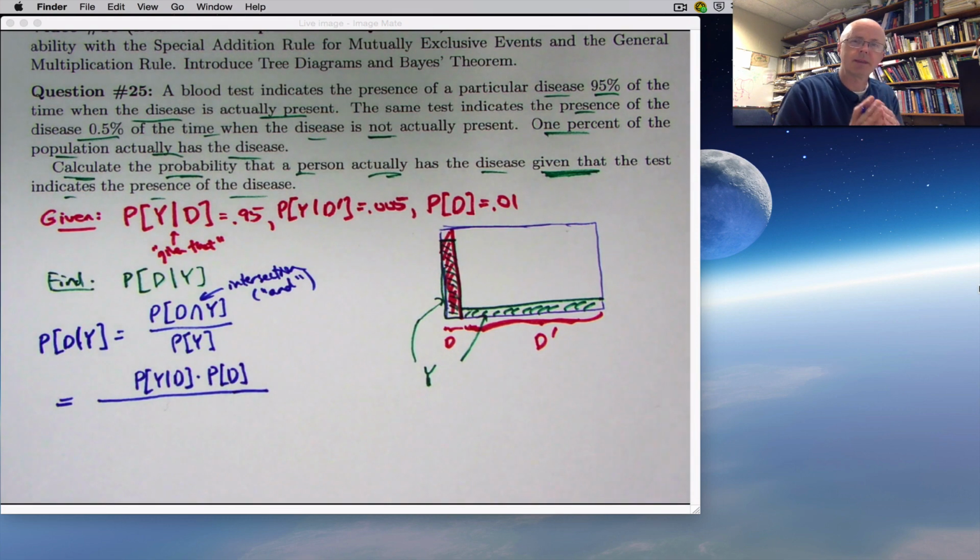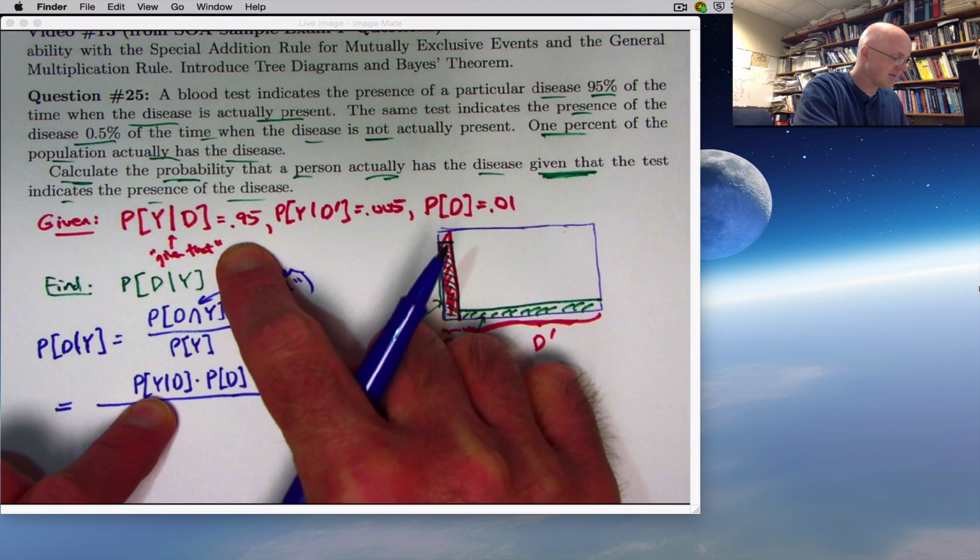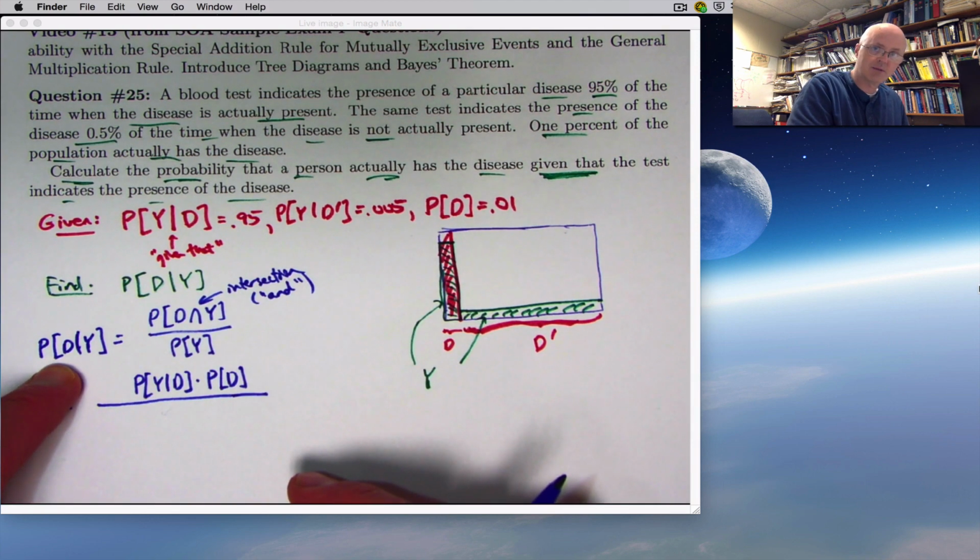So again, if this is something that's new to you, if you've never heard of the general multiplication rule, it's simply something you're going to want to look up or watch some videos before you come to this point. So notice again that I'm using this conditional probability here, which I know, 0.95, instead of the conditional probability that I'm trying to find. Okay, so that's important.